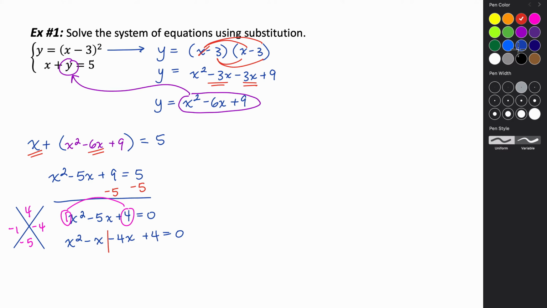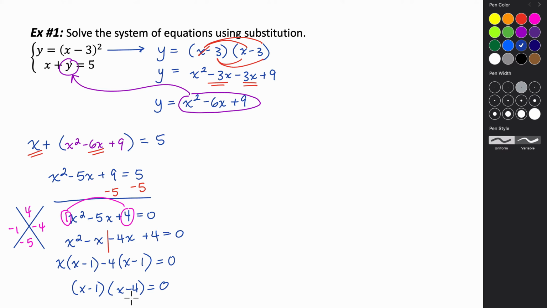Split and factor by grouping. So factoring out the GCF from each group, we have an x here, leaving us with x minus 1. And then the leading term is negative, so we're going to factor out a negative, and those have a common factor of 4. And then we have x minus 1 equals 0. Those groups are the same, so that's our first factor. And then what's left on the outside is our second factor.